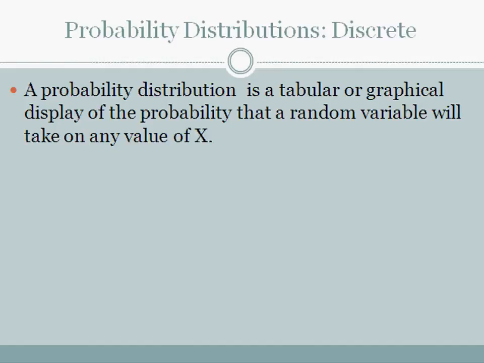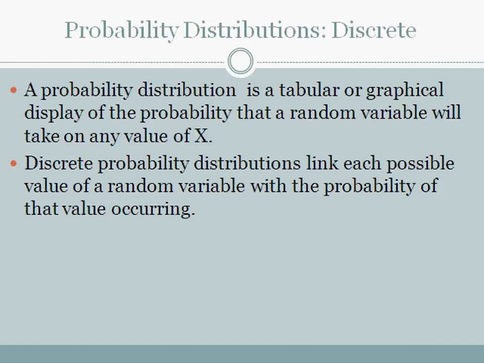A discrete probability distribution is a tabular or graphical display of the probability that a random variable will take on any particular value of x. Discrete probability distributions link each possible value of the random variable occurring with the probability of that value occurring.